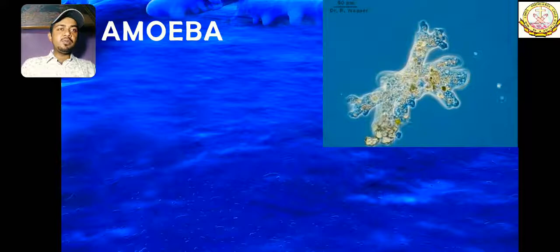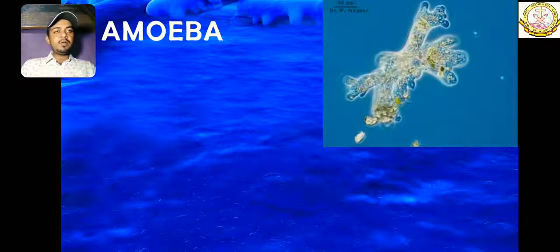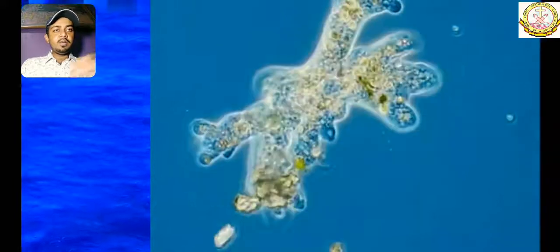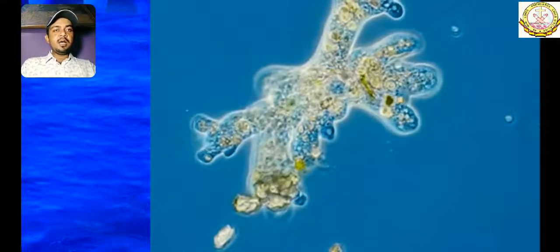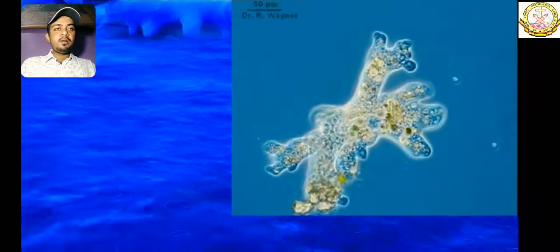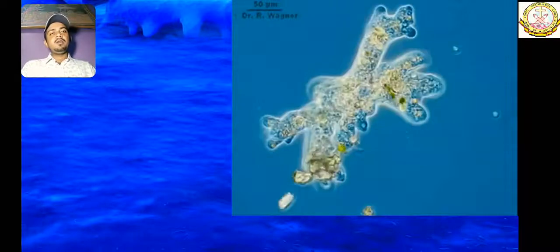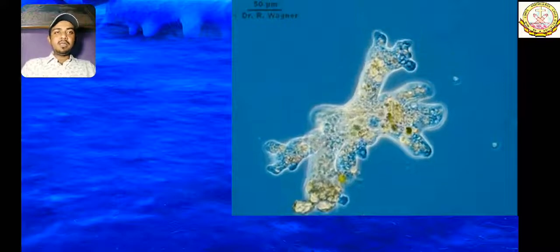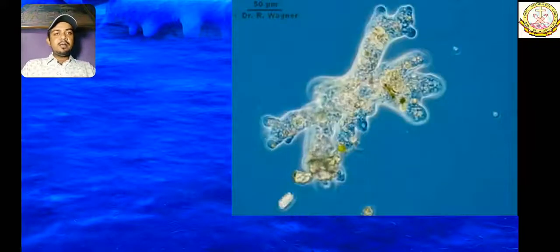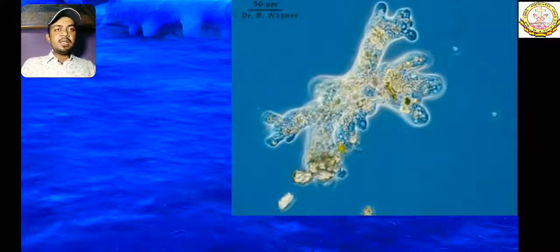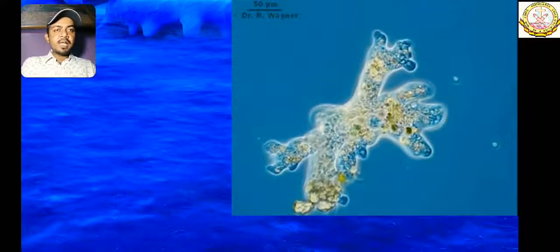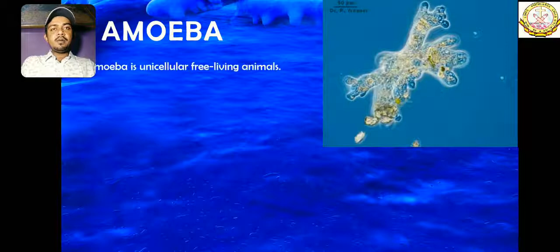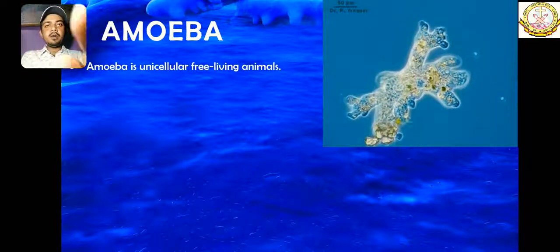This is, my dear students, an amoeba. You can see how it is moving and how it looks. This is a true amoeba. Amoebas are also eukaryotic. They have a distinct nucleus and different cell organelles, as you can see in this picture. So let us study a few things about it.